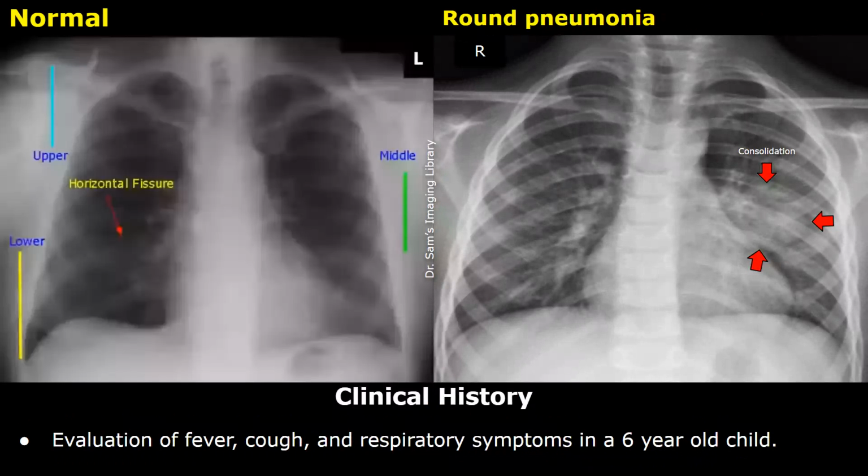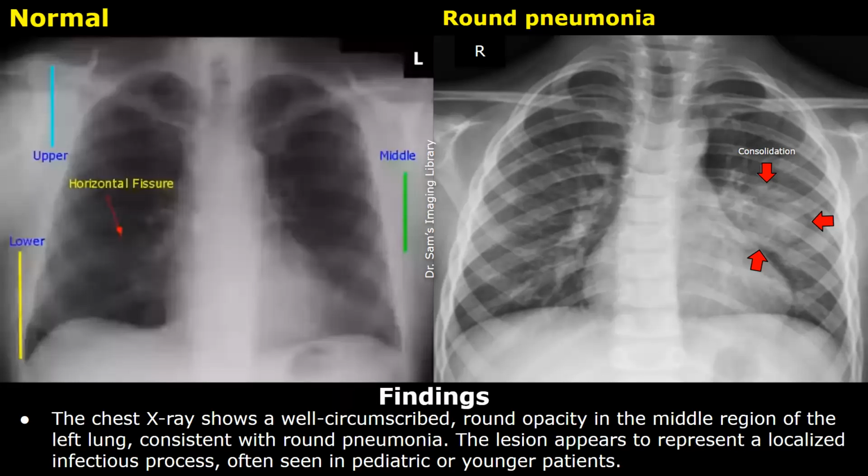This is a case of round pneumonia in a 6-year-old child. Clinical history: evaluation of fever, cough, and respiratory symptoms. Findings: the chest X-ray shows a well-circumscribed, round opacity in the middle region of the left lung, consistent with round pneumonia. The lesion appears to represent a localized infectious process, often seen in pediatric or younger patients.